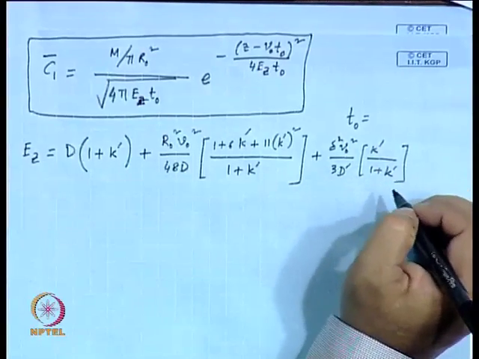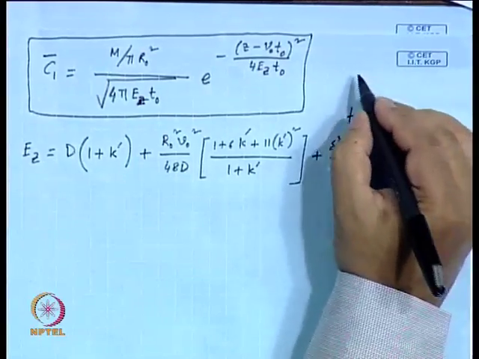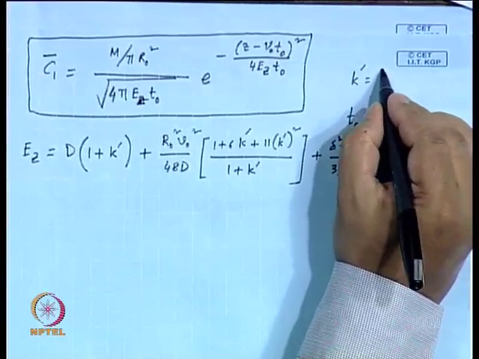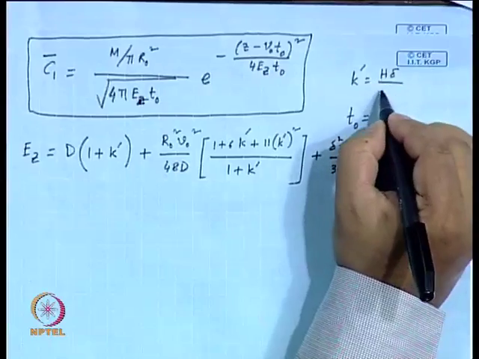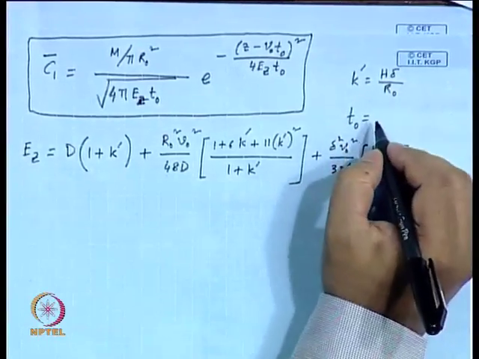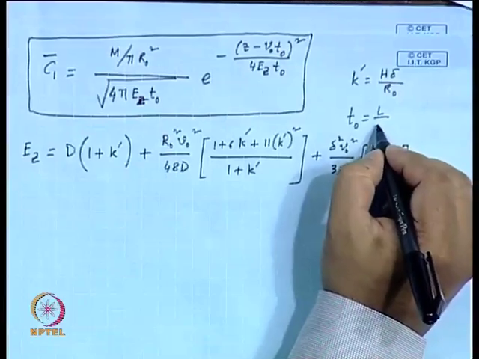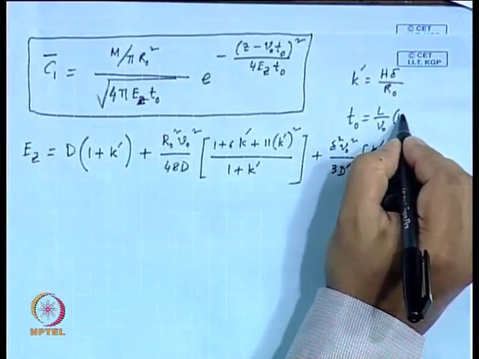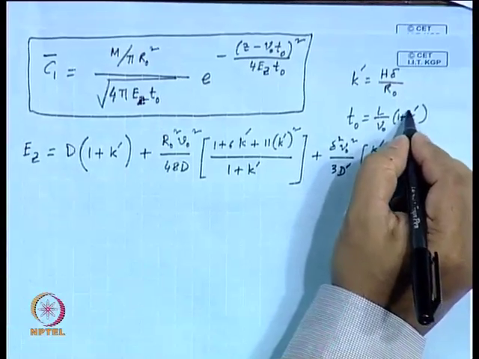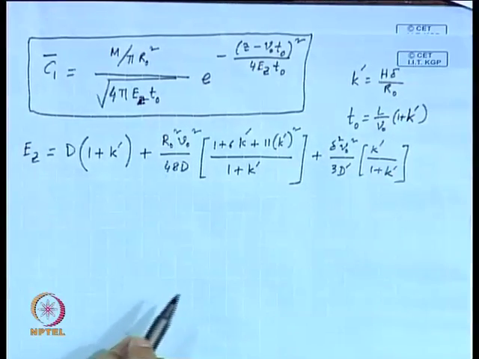Okay, now what is k prime here? First of all, the k prime here is equal to h delta divided by r 0. And T naught is equal to L divided by V 0 into 1 plus K prime. Okay, what do we have here?